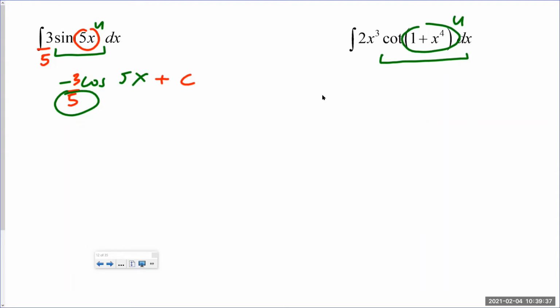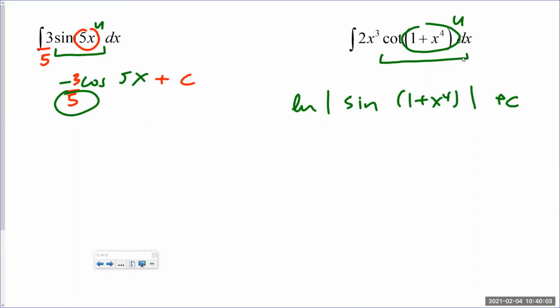Write down your answer. I'm going to give you some time. You can look at your formula sheet if you need to. But what is the integral of cotangent u? Was it a negative or not? Cotangent is cosine over sine, so it's ln of sine u. So you copy this u: ln of 1 plus x to the 4 plus C. Is everybody good? That's the integral of that.